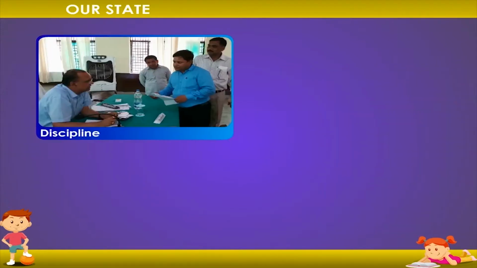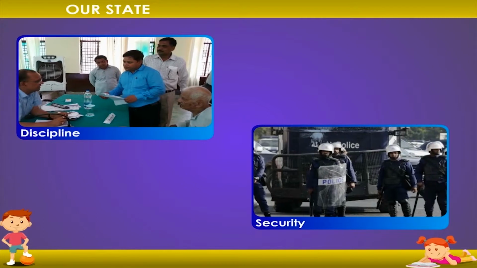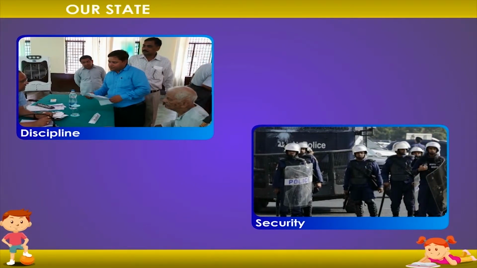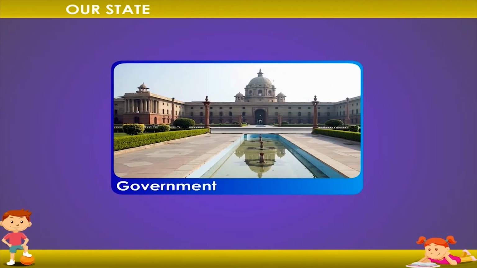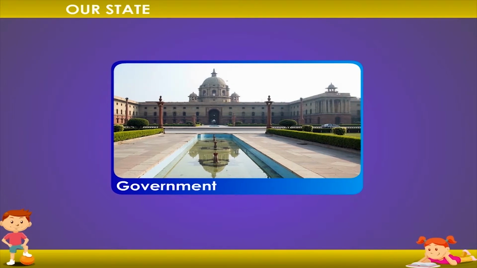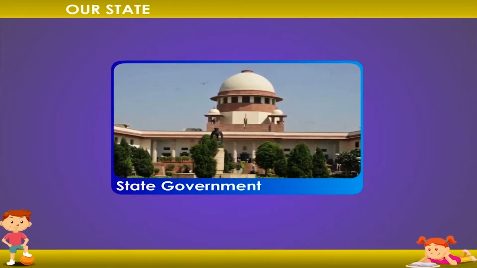To maintain discipline and security in the states, someone has to be given the responsibility. To do this, we elect a government. Each state has its own capital city. The main offices of the state government are located in that city.